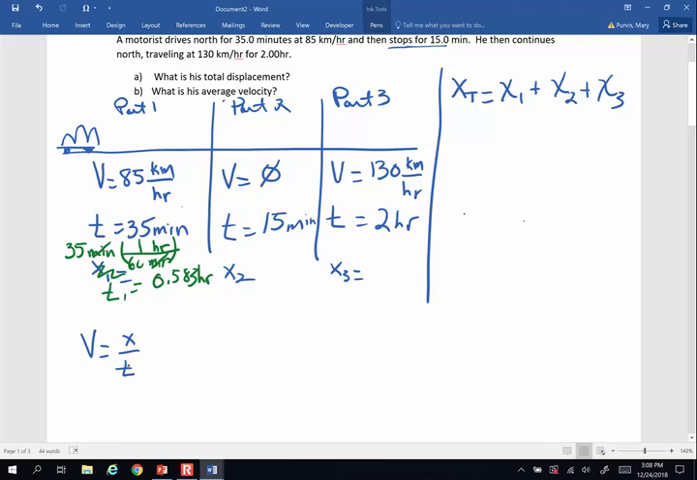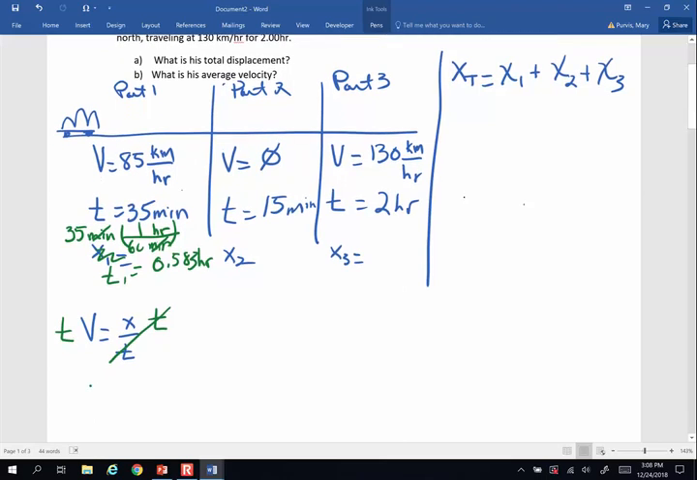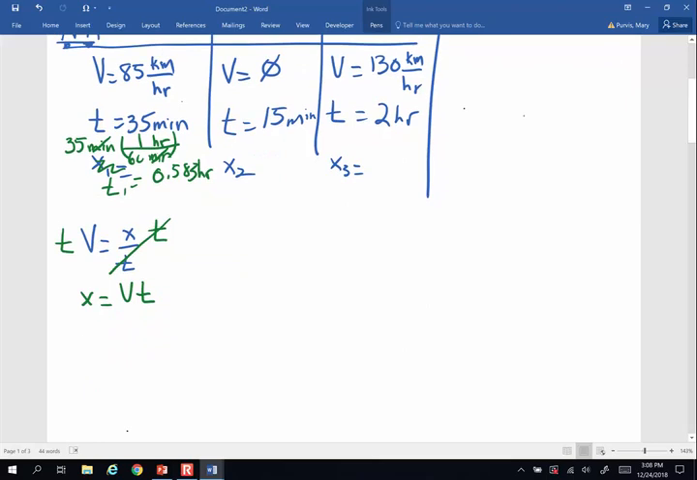And I'm solving for x, so I'm going to have to do a little algebra. My algebra is, I'm going to multiply both sides by t, and that's how I'm going to get rid of t. You do something on one side of an equation, do exactly the same thing on the other side, and you're going to be okay. So displacement will be velocity times time. So let's throw the numbers into the equation.